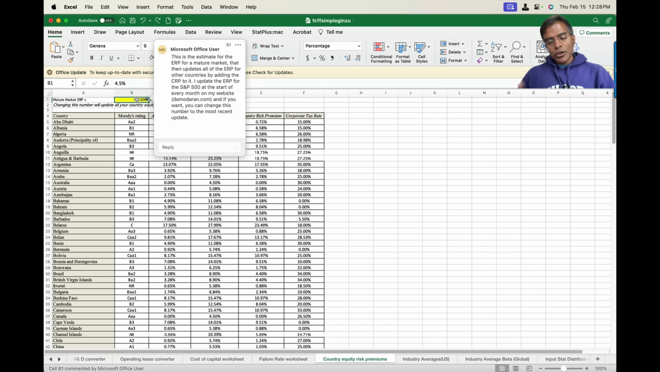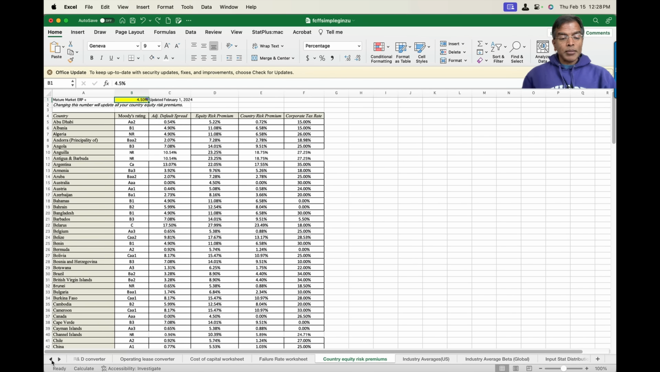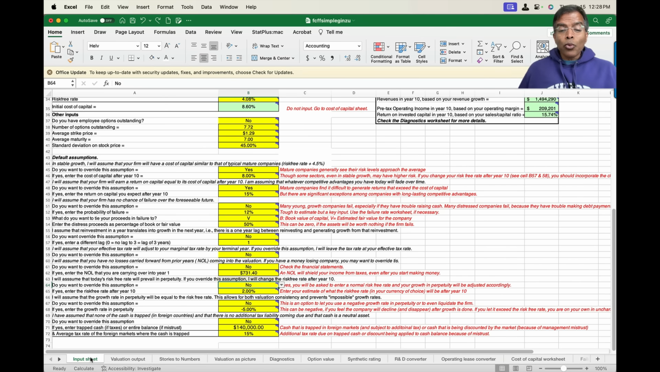So if I were using the spreadsheet in April, I would go look up that updated number and put that into the cell. It'll update all of your country risk premiums as well, which will give you as updated a number as you can find. I've gone on way longer than I expected to, but I hope you found this session useful if you're struggling with the spreadsheet.